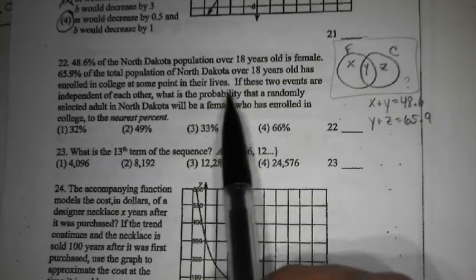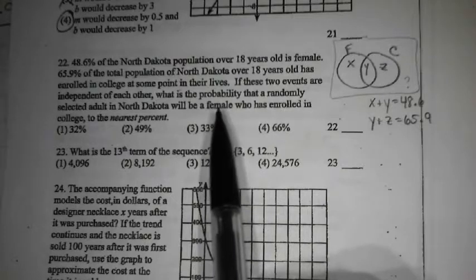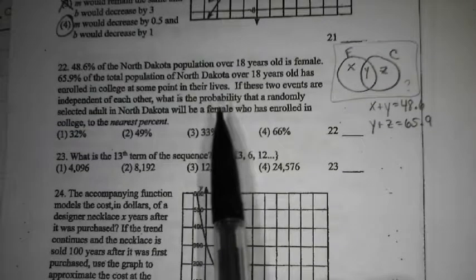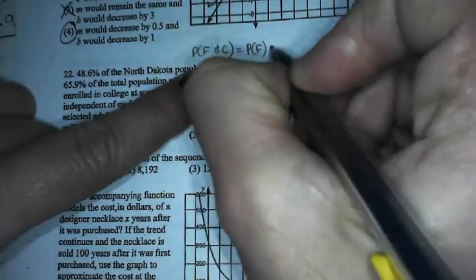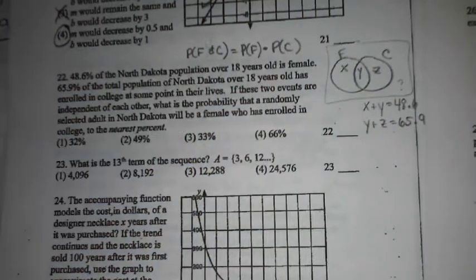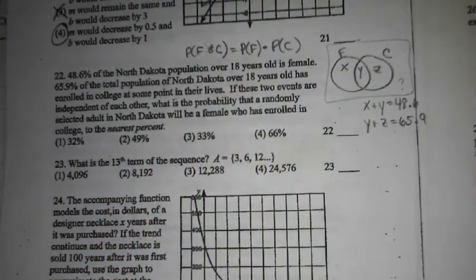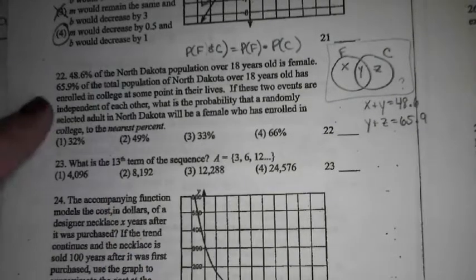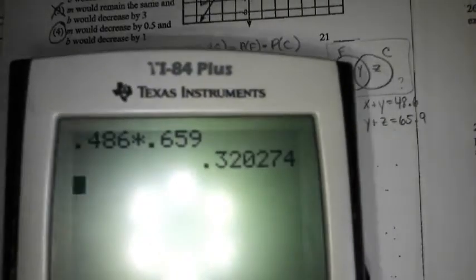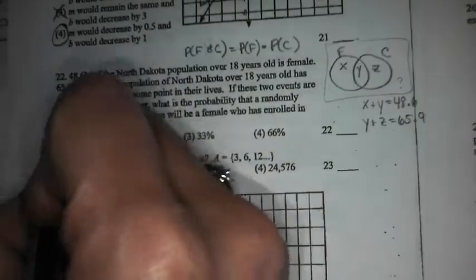But when they tell you events are independent, you can do an and probability just by multiplying. If you know that events are independent, then the probability of being a female and going to college is just taking the probability of being a female and multiplying it by the probability of going to college. That's a stipulation that only is allowable when events are independent. And so that's why they told you that, because all we have to do is multiply 0.486 times 0.659. And I get 32%, so that answer is 1.